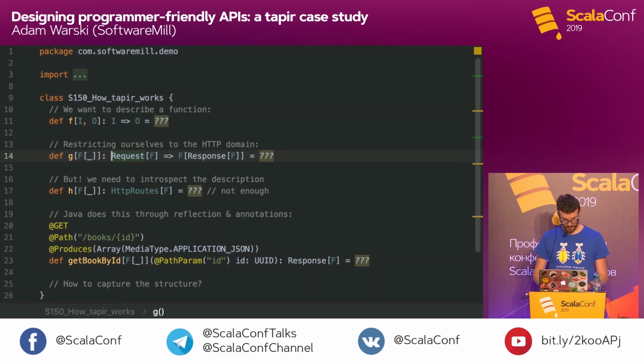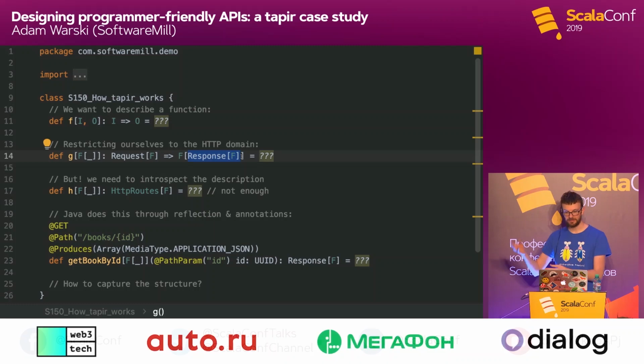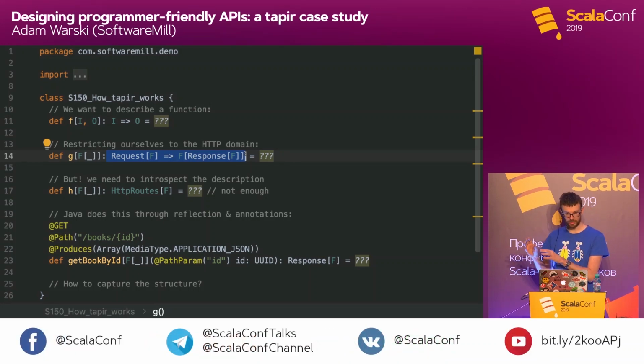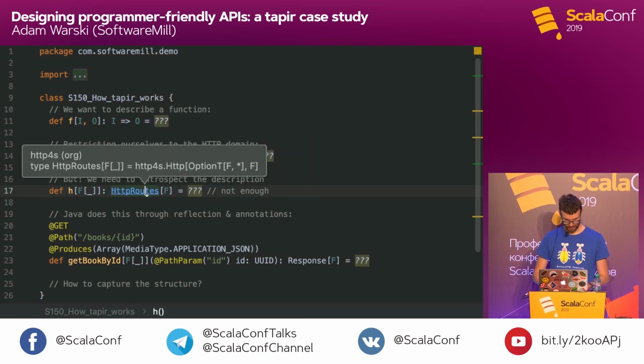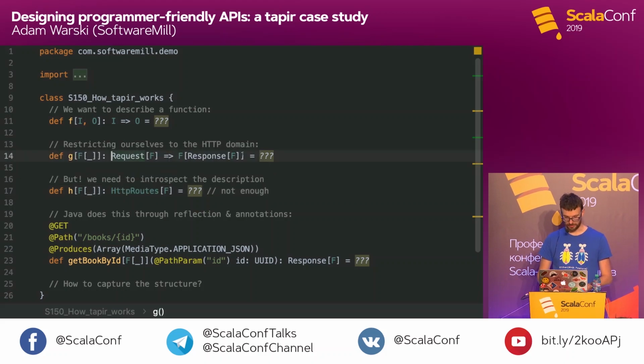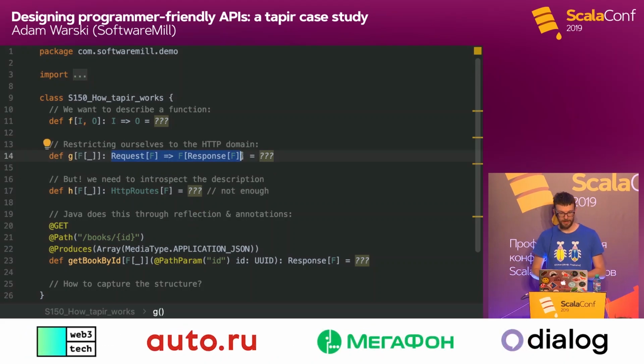So what we want to do is describe a function which takes a request and returns some response, maybe producing some side effects which are described by f, right? And that definition of a function taking a request and returning a response is more or less the definition of the HTTP4S route. So over here we have the HTTP4S route, and that is almost an alias for that over here with some additional decorations, right?